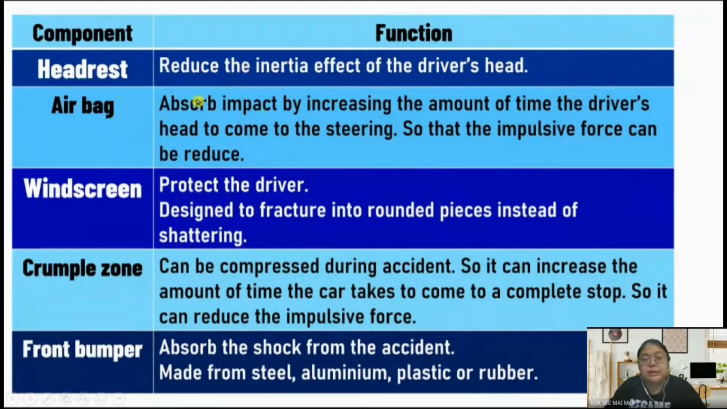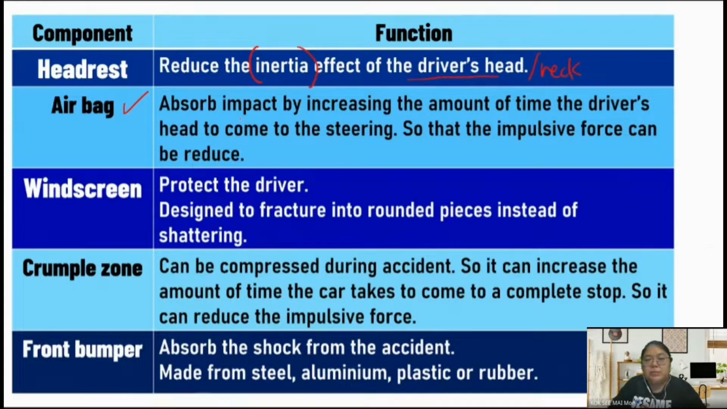Okay, first one, I'm going to see the headrest. Headrest, normally we say it reduces the inertia effect of the driver's head, or you can say the neck. Okay, reduce the inertia. Okay, another one is the seat belt. Later we see the seat belt, also talking about inertia. So when you mention the seat belt, then the next round you don't mention the headrest because the explanation should be the same.